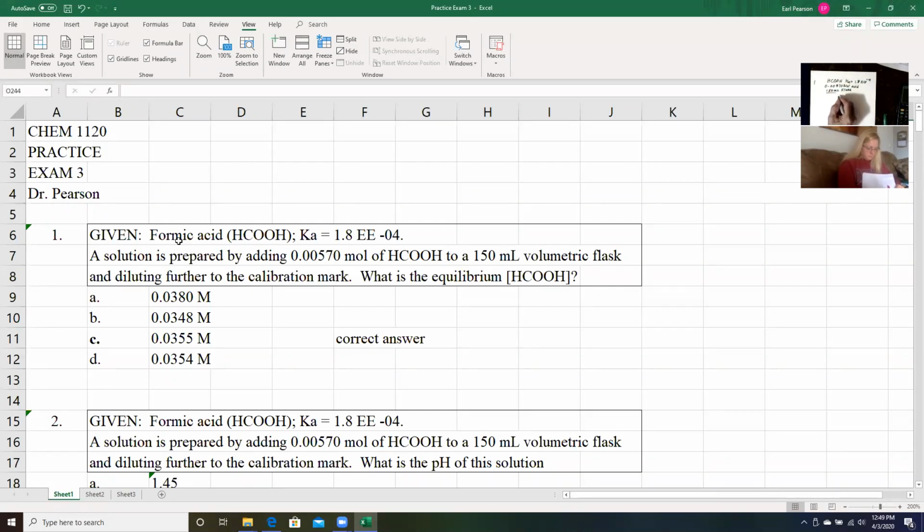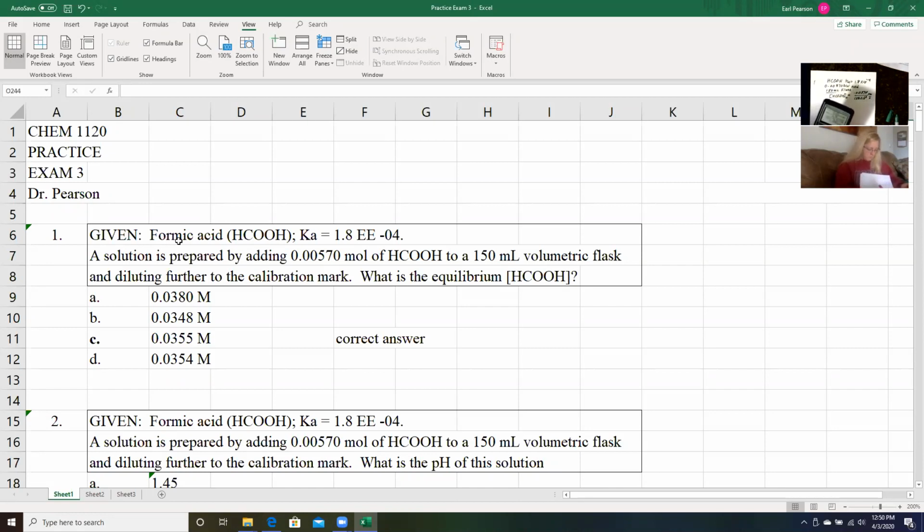So here's what we're going to do first. We're going to take the concentration of HCOOH that we started out with, and that's going to be the number of moles, 0.00570, divided by the volume, which is 150 times 10 to the minus third liters. This is moles per liter, that's molarity. So if I do my calculation. You said that was 10 to the negative third, correct?